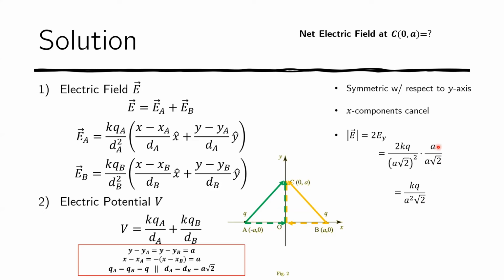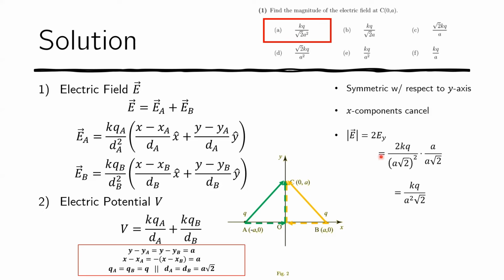And simplifying that, we just cancel the a's, and then when we square this, we have a 2 here, so the 2 and the 2 cancel. So the square root of 2 remains, the k and q remain, and then the square of a remains here. So kq over a squared times square root of 2. So that will be our answer.